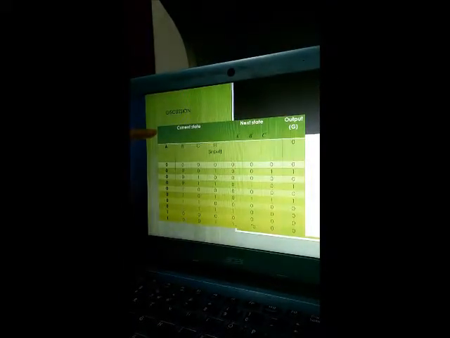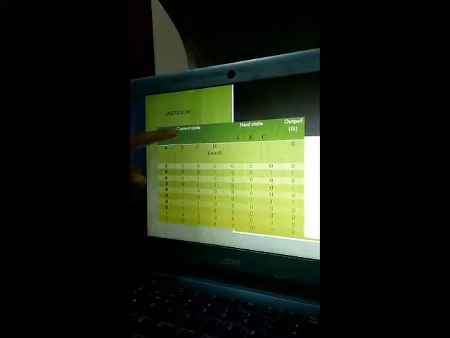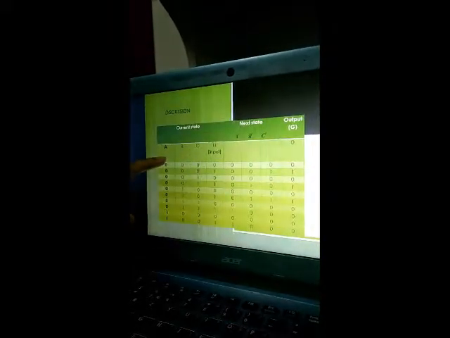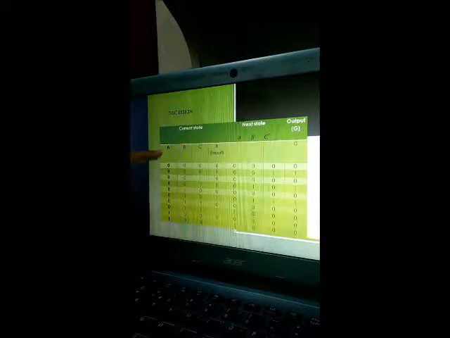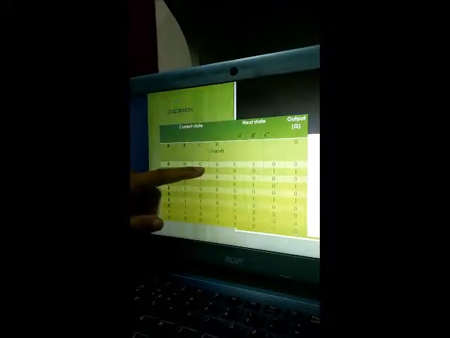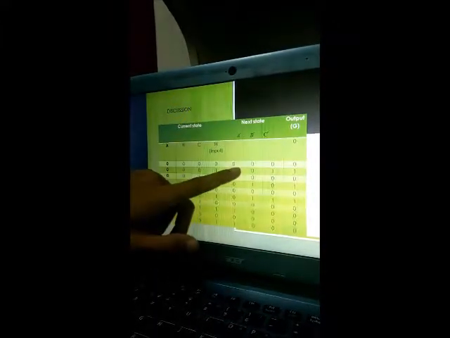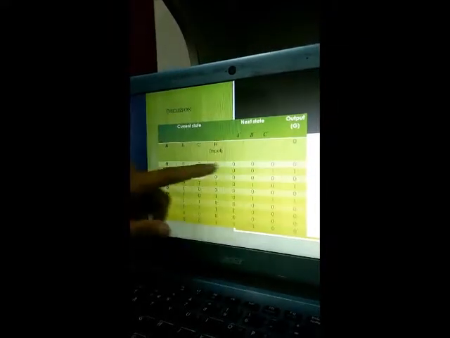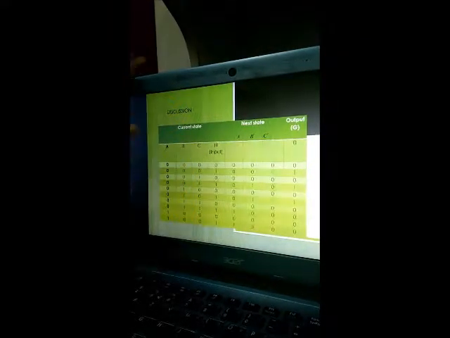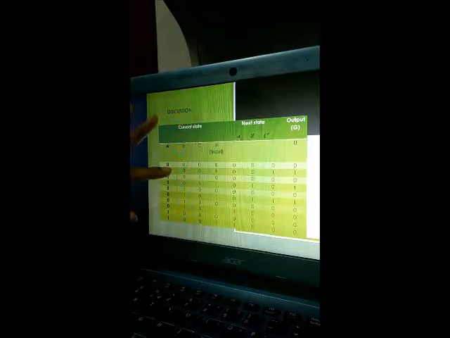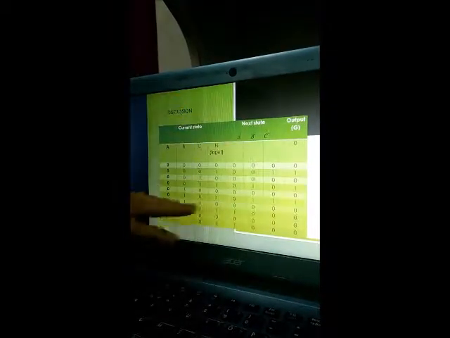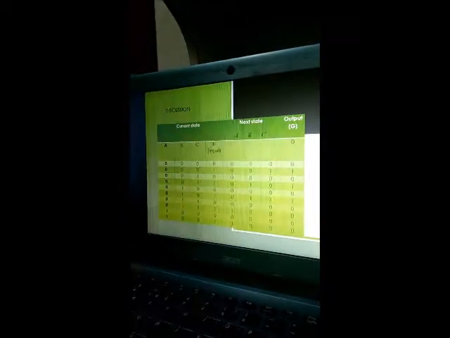Here is the truth table to show the current state and the next state of the input. When the input ABC is 000, the next state also will be 000. We can understand more about the current state and next state in the state diagram we created.